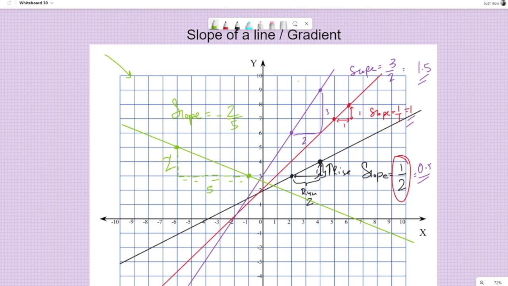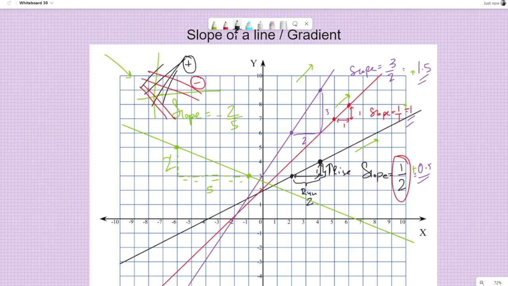These lines are going in an upward direction, so their slopes are positive. So positive 1.5, positive 1, and positive half. If a line is going in an upward direction, they all have a positive slope. But if a line is going in a downward direction, or in any way going downward, they all have a negative slope. Lines going upwards have positive slopes.